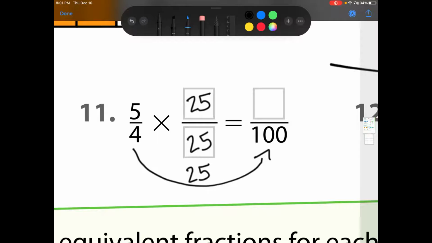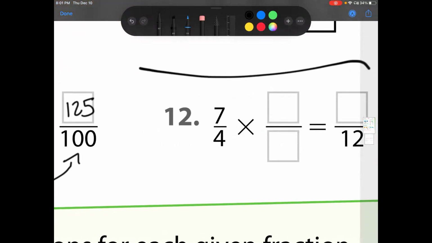Now if I don't know 5 times 25, I have this strategy I can use. I know 4 25s is 100, and 5 25s is just one more group of 25. So I just add 100 plus 25, and I get 125.